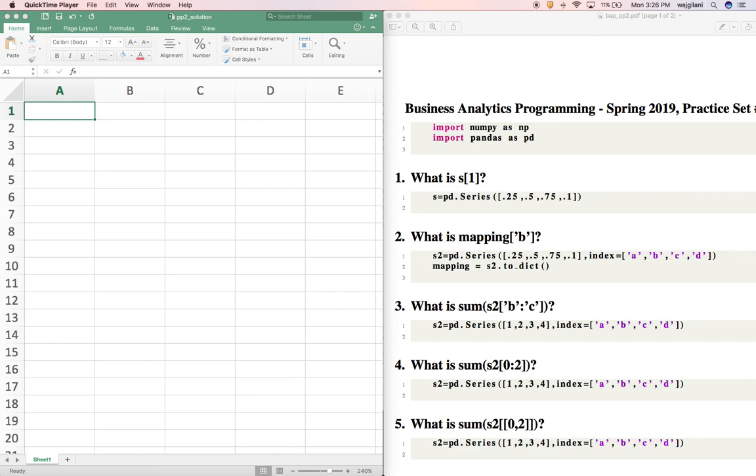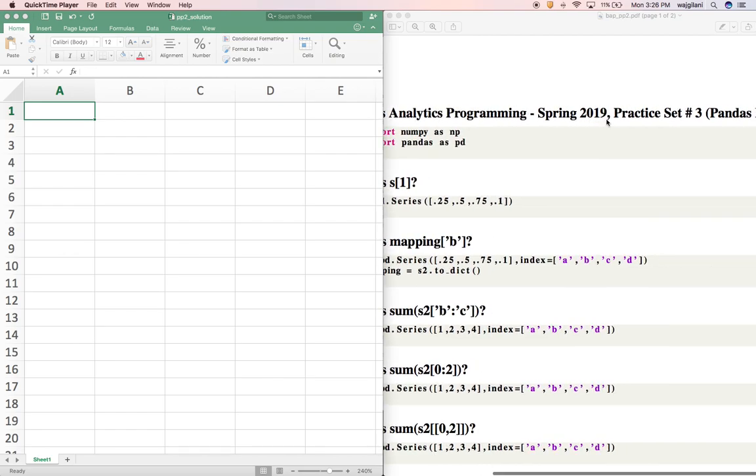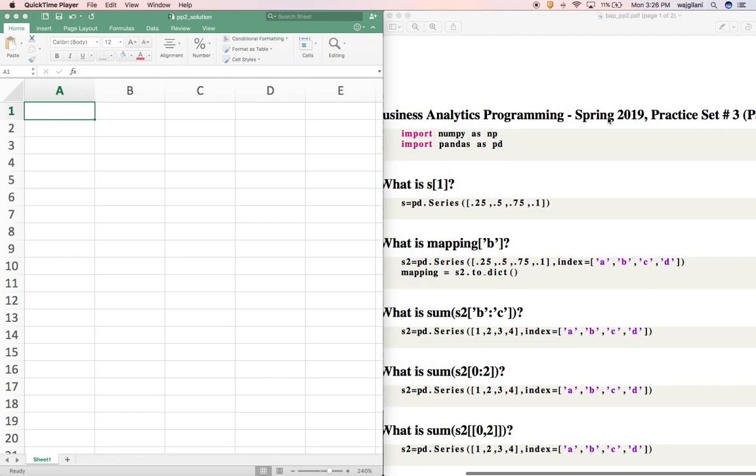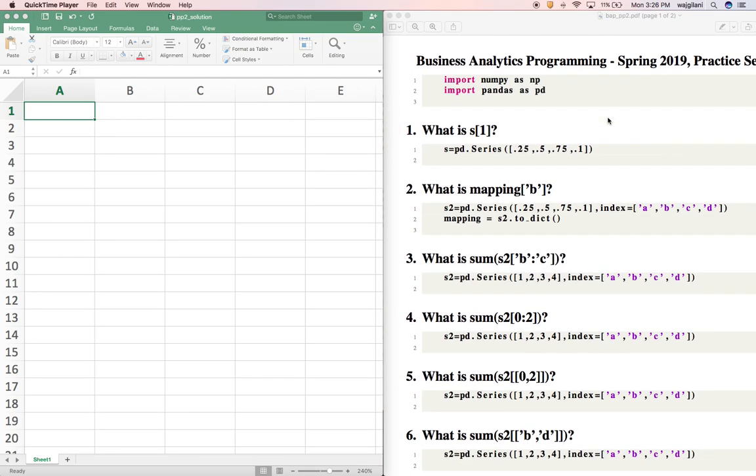Today's video is going to be on practice set two. First thing, I want to apologize. On practice set two, on the top it says practice set three. That's incorrect. This is practice set two. I have to make that change in the PDF and reload it. But it is practice set two. If it's labeled practice set two under Blackboard, it is indeed practice set two.